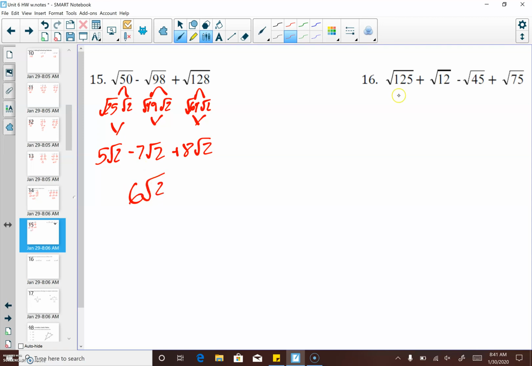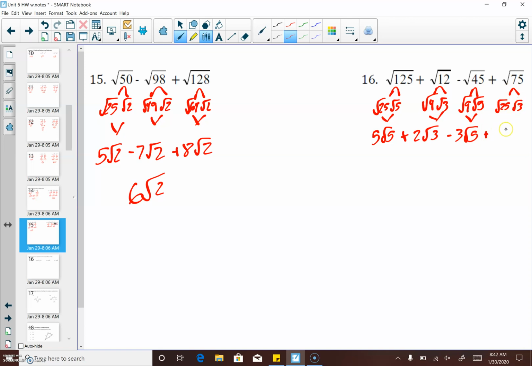So we'll continue our process here. Square root of 125 is 25 and 5. So 5 square root 5. 12 is square root 4 times square root 3. Gives us 2 square root 3. So we see for the first time we have some different radicals. 45 is square root 9 times square root 5. So minus 3 square root 5. And 75 is 25 and 3. So plus 5 square root 3.